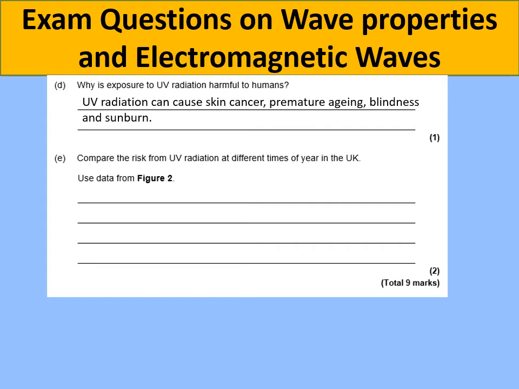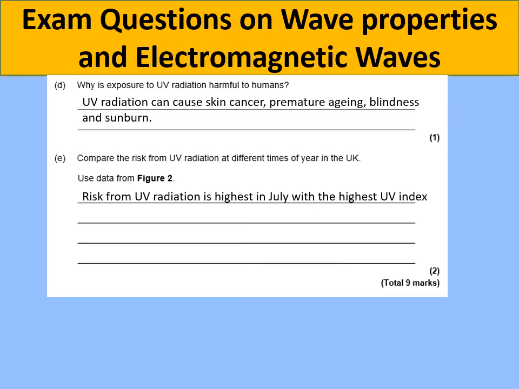So part D relates to the graph on the previous slide. Why is exposure to UV radiation harmful to humans? We should know that it is harmful because UV radiation can cause skin cancer. It can also lead to premature aging, in some cases cause damage to the eyes, including blindness, and can cause you to burn your skin as well.